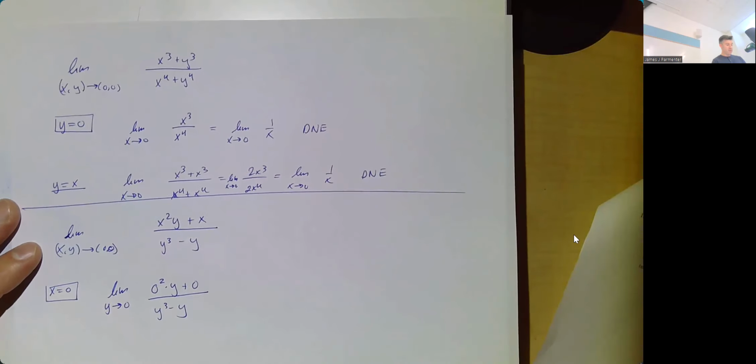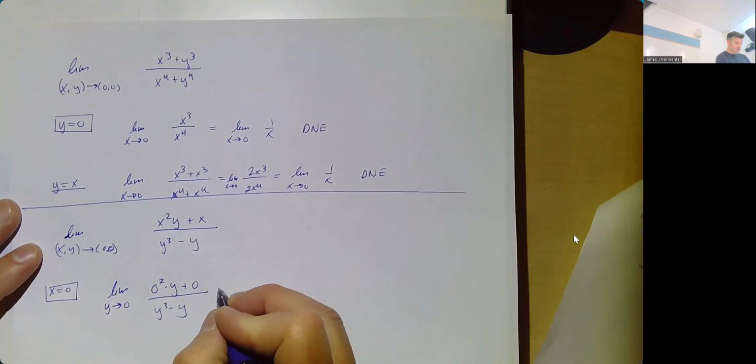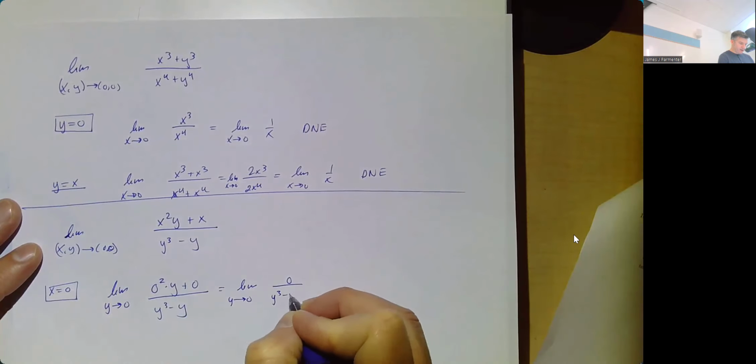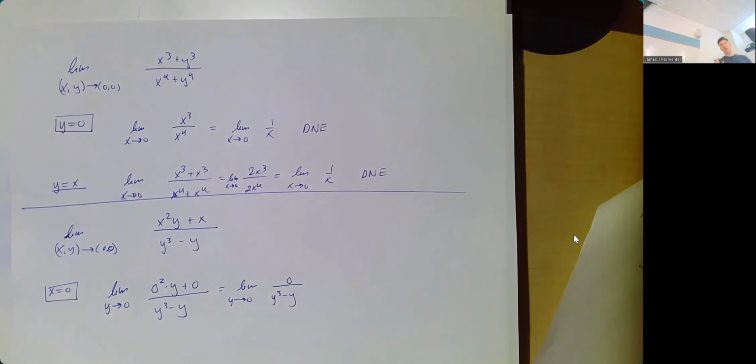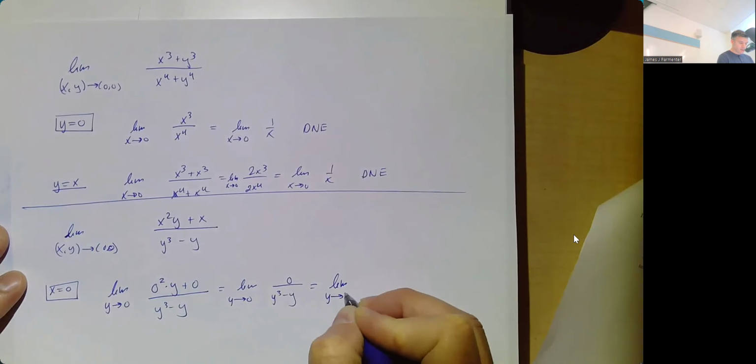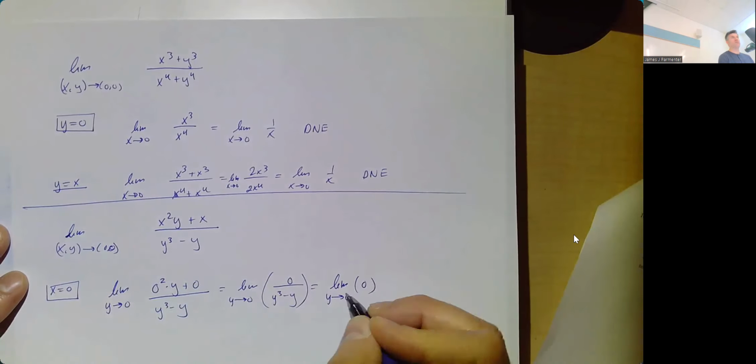Let's simplify the top. What's 0 squared times y plus 0? Take the limit as y goes to 0 of 0 over y cubed minus y. Now here's the part we have to remember. The denominator is not 0. It's getting close to 0, but it's not 0. What's 0 divided by 6? What's 0 divided by not 0? 0. What's 0 divided by 0? That's where the problem happens, but we're not doing that. We're saying we have 0 divided by something that isn't 0. And so before we take the limit, 0 divided by not 0 is just 0.